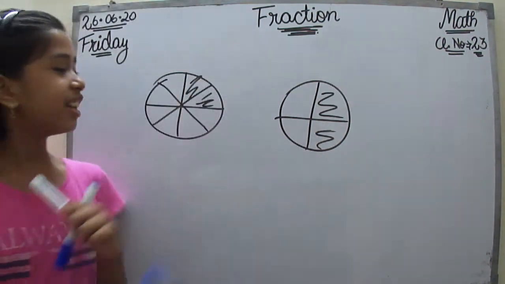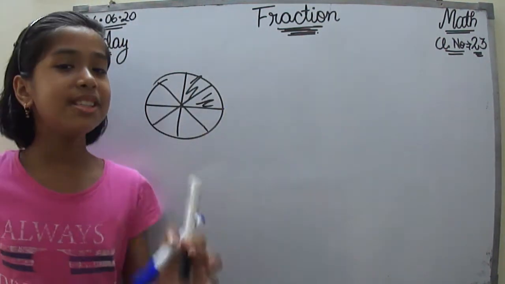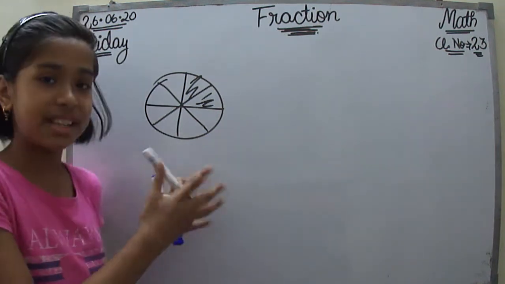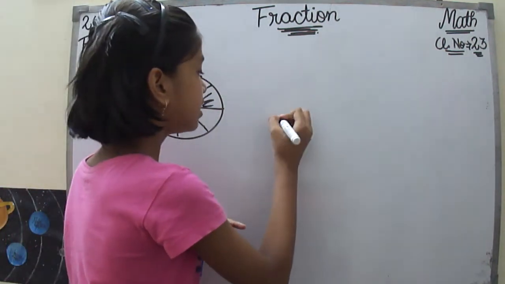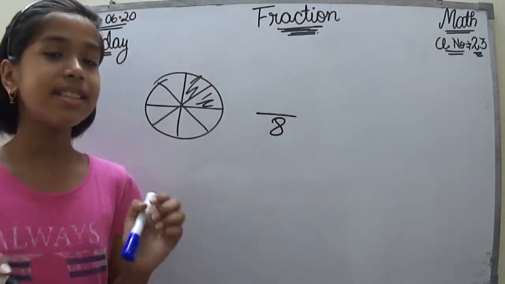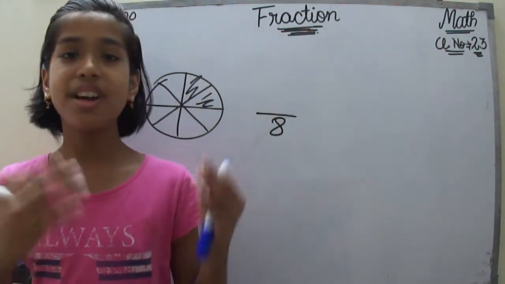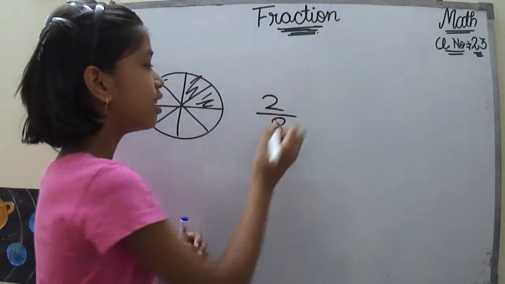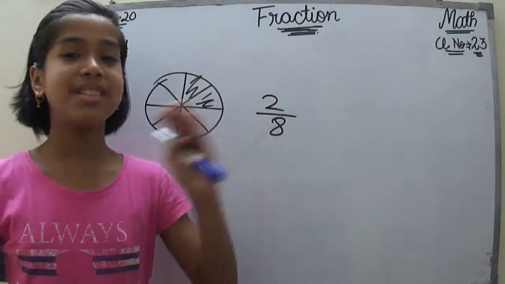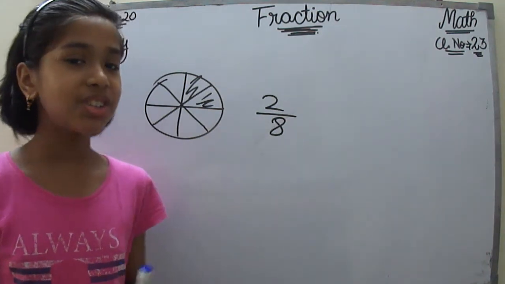Simple. Let's see. So how many slices are there in total? 8 slices. Now, how many slices does each person get? 2 slices. So we get 2 upon 8, and as this is a division problem, let's divide it out, and what are we going to get?